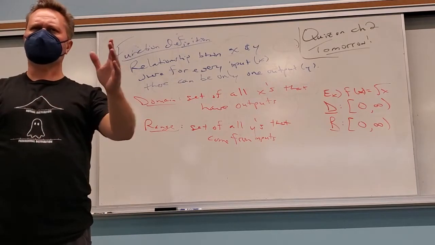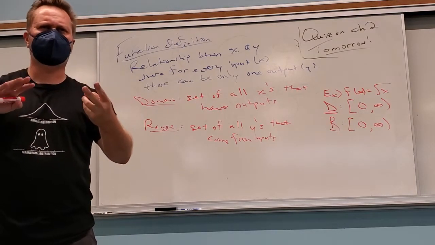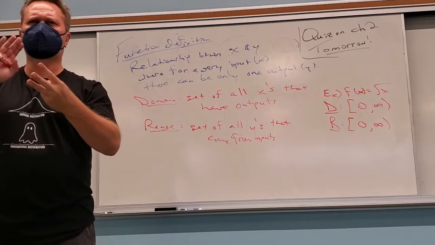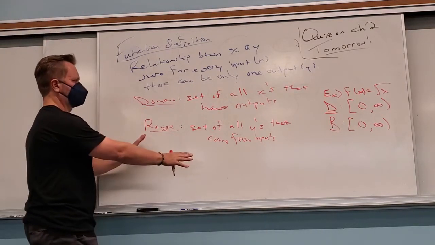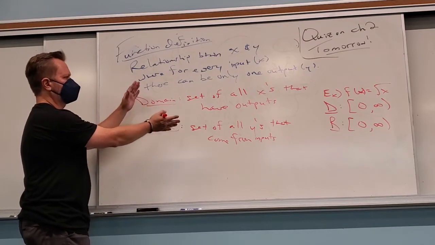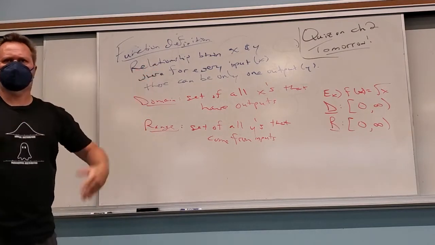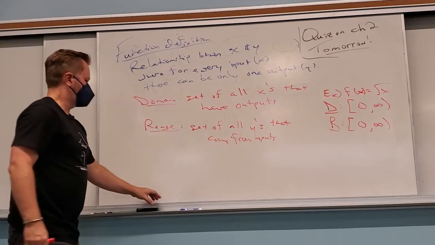Does this sound familiar? You talked about domain range before, yes? No? Okay. So let me do this. We got all this here? So domain is basically all the x's that work, and then range is all the y's that come out.